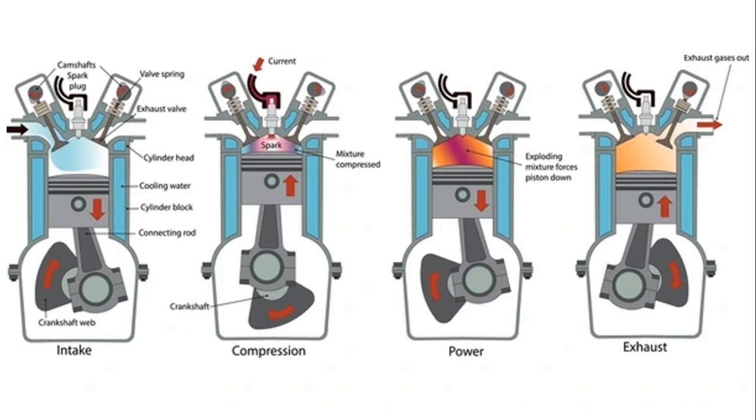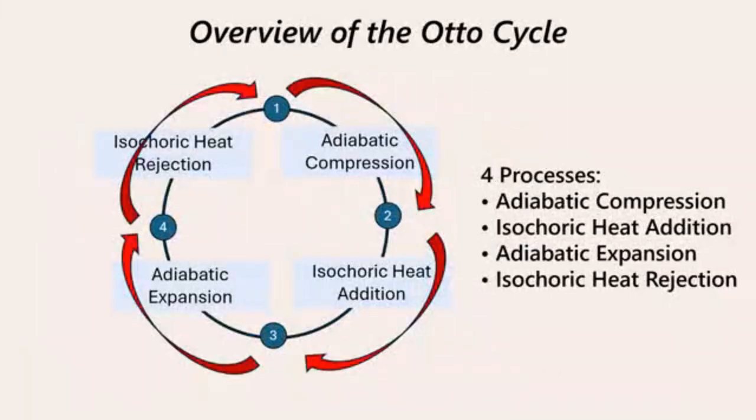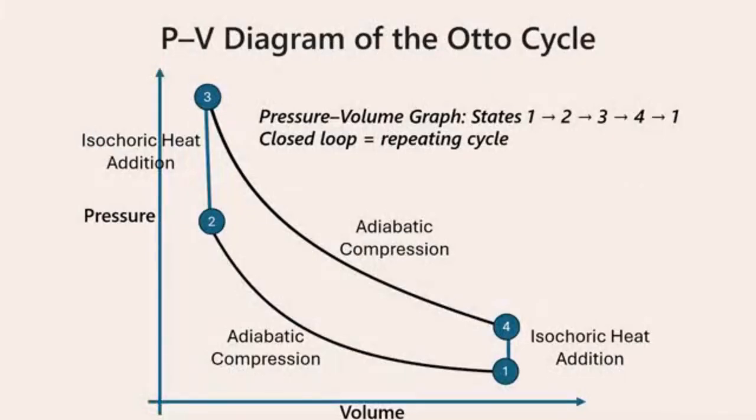The cycle has four processes: adiabatic compression, constant volume heat addition, adiabatic expansion, constant volume heat rejection. These four processes repeat continuously while the engine is running. The pressure volume PV diagram shows how pressure and volume change during the cycle. The area enclosed by the cycle represents the net work produced by the engine.